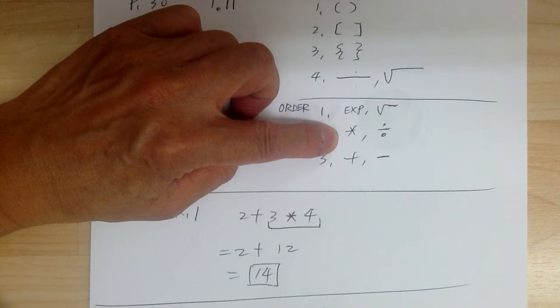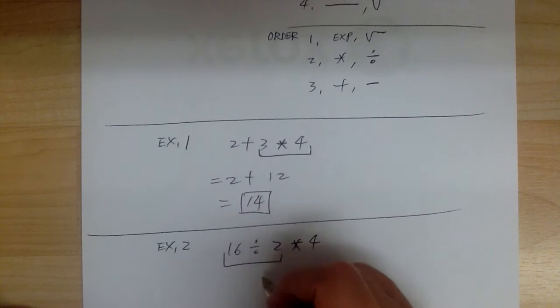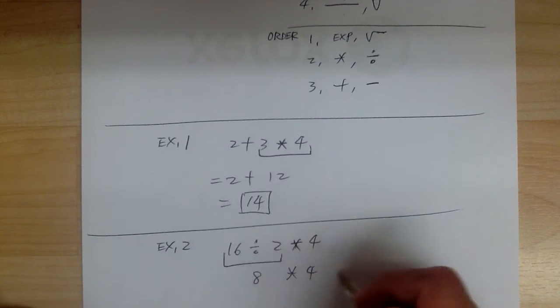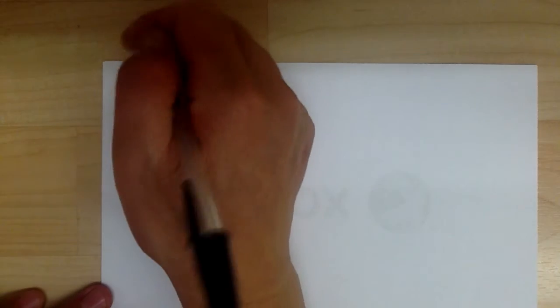Now when you have both multiplication and division, they are the same level. If they're the same level, you just go from left to right. So you have to do this first. So it will give you 8. And then multiply, this will give you 32. Okay. Okay, let's go to example 3.